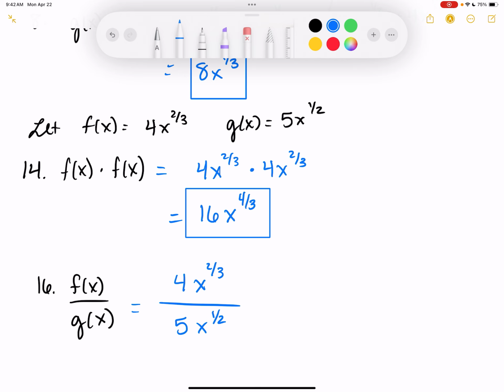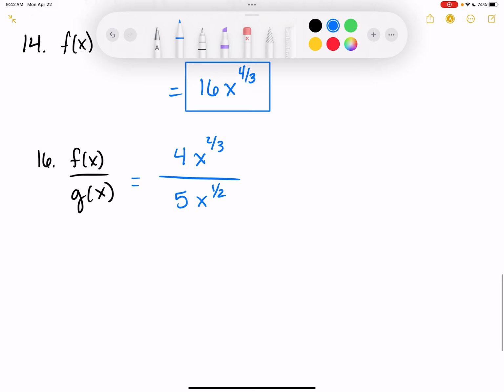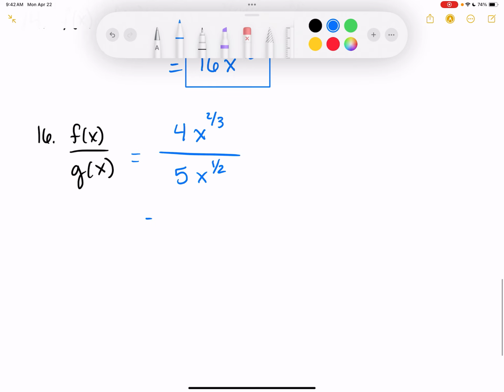So which way am I moving it? Top to bottom or bottom to top? Which one's the smaller one? Is 1/2 bigger or smaller than 2/3? Smaller. So I'm going to move smaller to bigger. So this is going to become 4/5 times x to the 2/3 minus 1/2.